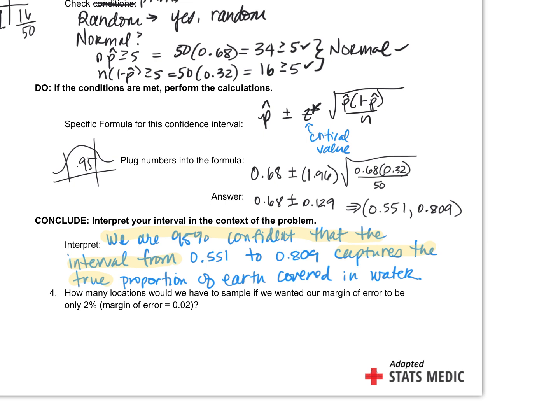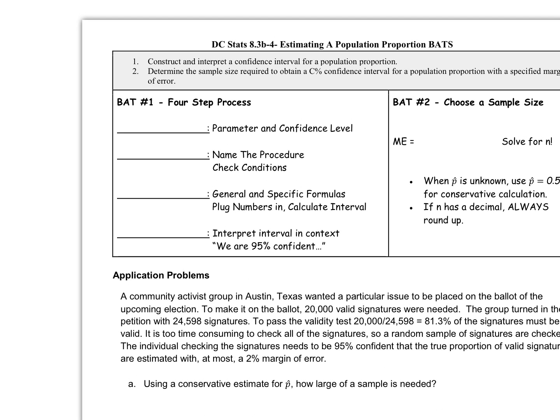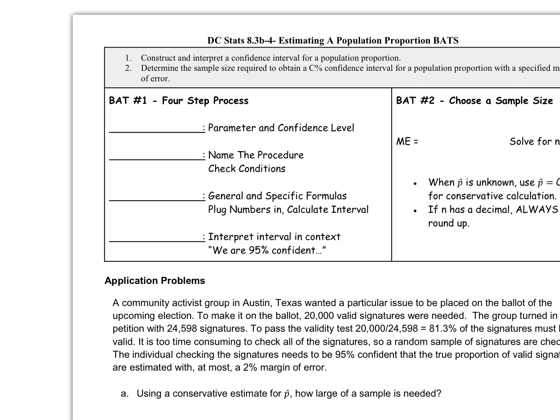Now, number 4, we're going to save that for 8.4. That's an 8.4 thing, so we're not going to do that one today. Okay? Flip on the back. We're just going to recap real quick the 4-step process. Okay?